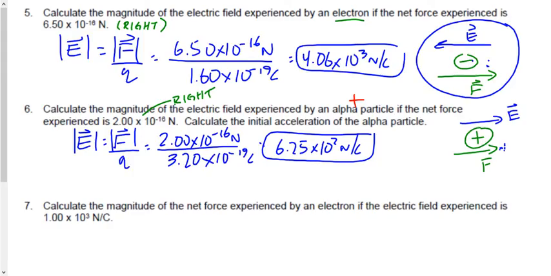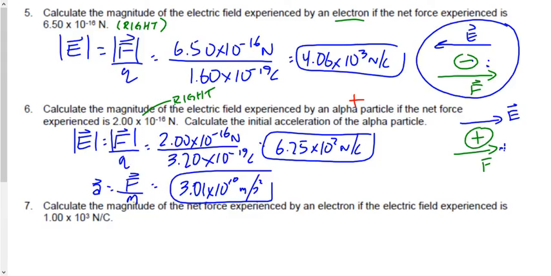Now, what about the acceleration? All we're going to do for this is say A is equal to F over M. And you already got the force given to us, 2.00 times 10 to the negative 16, divided by the mass. And that just gives us 3.01 times 10 to the 10. You got meters per second squared. We could say newtons per kilogram, either one. Usually we say meters per second squared though, right?